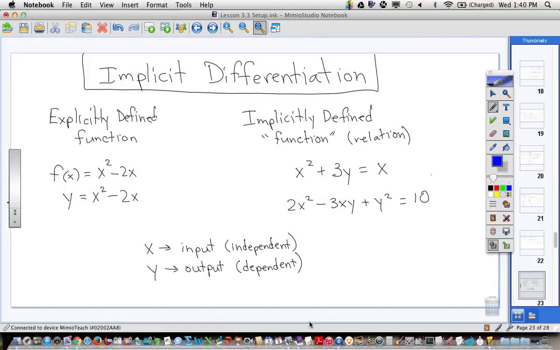And the second one that I wrote there under implicit, you can't even get the y by itself if you wanted to. On the first one I wrote, we could get the y by itself. We could subtract the x squared, divide by 3. We could take an implicitly defined function and write it as an explicitly defined function. But sometimes you can't. And that's why we need this thing called implicit differentiation.